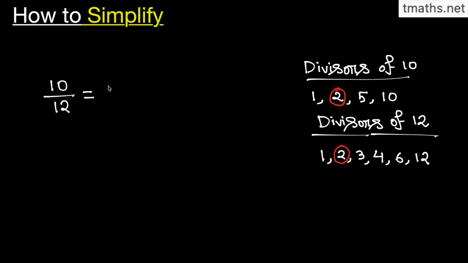Therefore, to simplify it, we will divide both the top and the bottom by this greatest common divisor, which is 2. If we do it, we get 5 over 6. And this is our final answer.